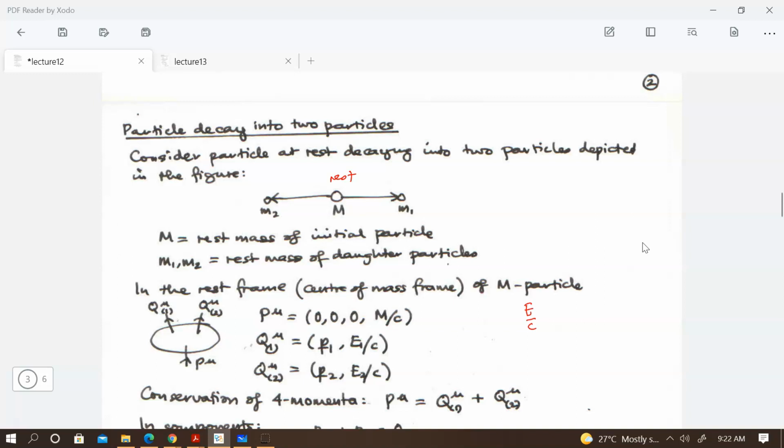For the outgoing particles, again, one should be able to write down the components. Here you assume a symbol for the momenta of the first particle, Q1^mu. We write the three momenta as the vector P1, and the fourth component will be E1 over c. Same thing with the second particle: the three momenta by the vector P2, and the fourth component E2 over c. Remember that this includes your rest mass energy contribution plus the kinetic energy.